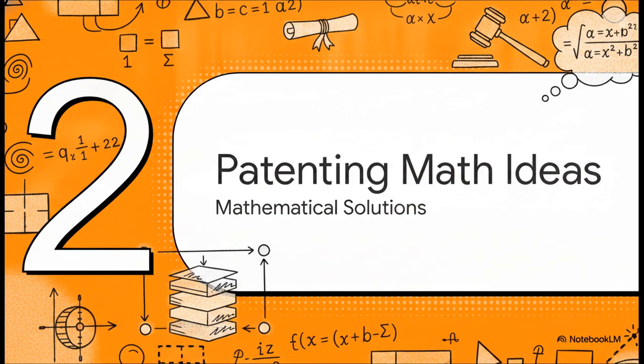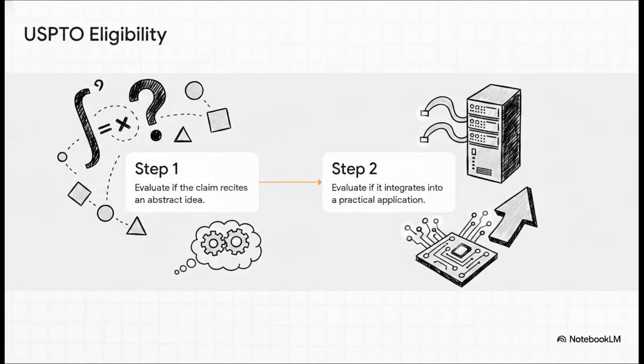Which brings us to Section 2, patenting abstract mathematical ideas. If the solution to this physical hardware problem is just a math formula, how on earth do you patent it? Well, the USPTO has a very specific process for this, one that was explicitly updated to handle critical new technologies. Step 1 is simple. Evaluate if the claim recites an abstract idea, like a math concept. But if it does, you don't just stop there and reject it.